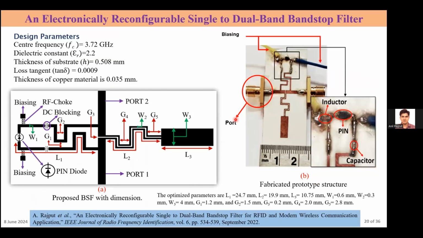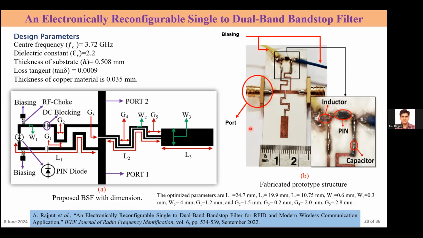Now, I have designed the electronically reconfigurable single band to dual band band stop filter. Electronically reconfigurable means we control the response of the filter electronically, without changing the physical dimensions of the filter. So how can we change it? We can control this response by utilizing different biasing voltages.